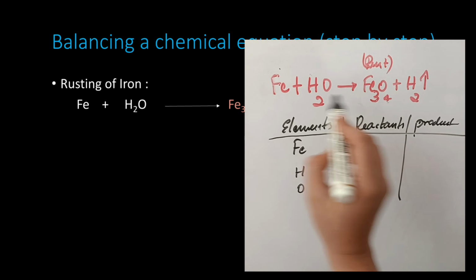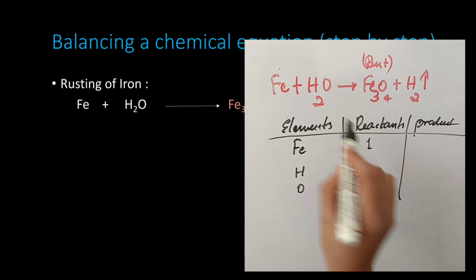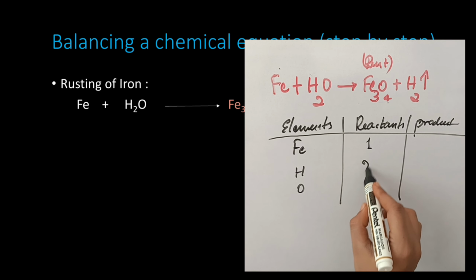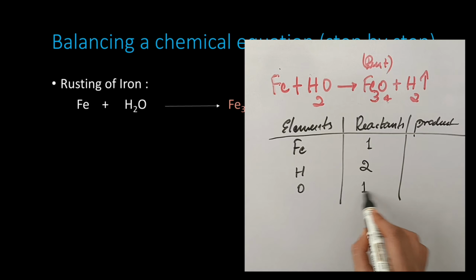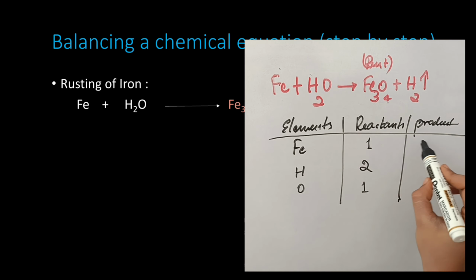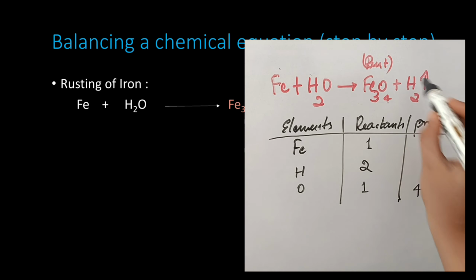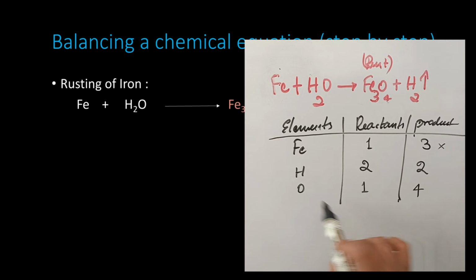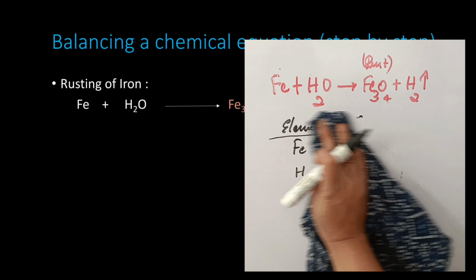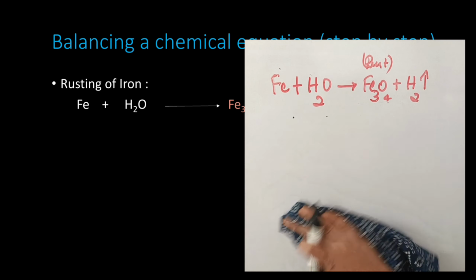How many iron are there on the reactant side? You have only 1. Hydrogens: 1, 2, you have 2. Oxygen only 1. Here there are 3 iron, 4 oxygen, hydrogen you have 2, right? You can clearly see the number of iron atoms is not balanced, and oxygen is not balanced. So this is an unbalanced reaction. So always the first step is to check whether it's a balanced or unbalanced reaction. Now we have to balance, right?